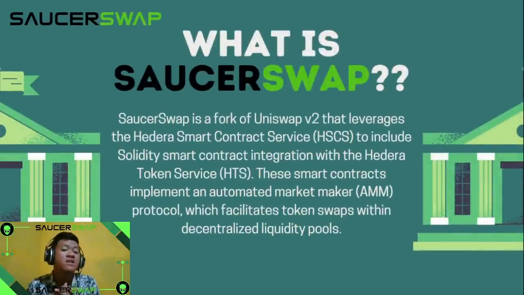Okay, what is SaucerSwap? Did you know what SaucerSwap is? SaucerSwap is a fork of Uniswap V2 that leverages the Hedera Smart Contract Service, or HSCS, to include Solidity smart contracts integration with the Hedera Token Service, or HTS. These smart contracts implement an automated market maker, or AMM, protocol, which facilitates token swaps within decentralized liquidity pools.